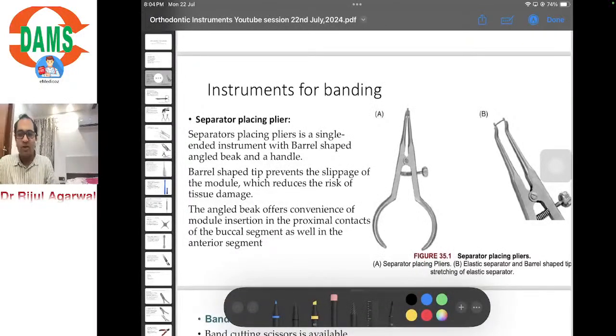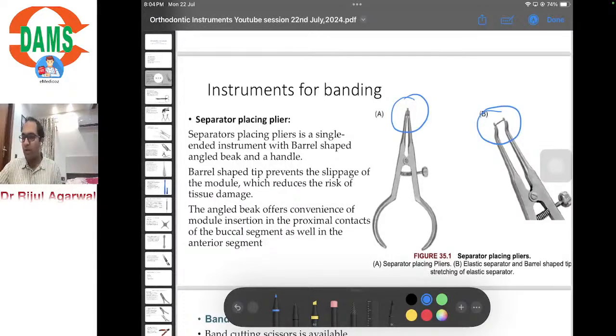So the first instrument is the separator placing plier. Students, in each instrument there will be a handle, a shank and a tip part. The way to differentiate or identify is to look at this tip or beak part, which will help you to identify or separate out the instrument from one another. So beginning with the first one is the separator placing plier.